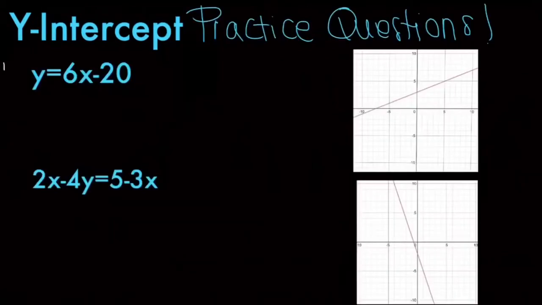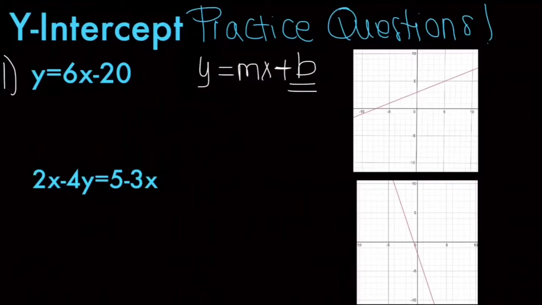Now, just to make sure that we understood the y-intercept, we're going to solve these practice questions real quick. The first being y equals 6x minus 20, and here the question wants us to find the y-intercept of this equation. Just by looking at it, I can see that it's in the form y equals mx plus b, where there's nothing by y, meaning that b is the y-intercept. So -20 here is the y-intercept.